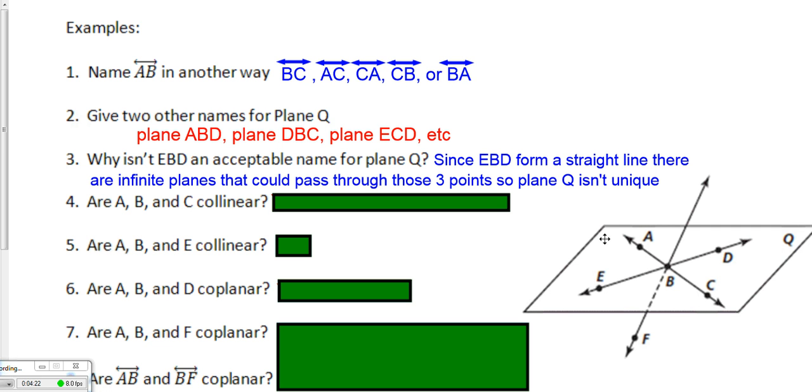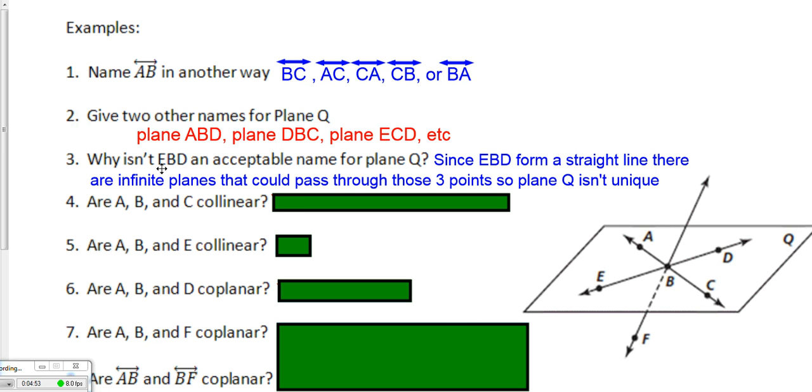Versus, let's look at plane ABD. If I put a marble here, here, and here, there would only be one flat surface that I could place on top of that, right? Because it's not going to move left or right. There are 3 points for it to stay on top of and lay flat on. So because they are not in a straight line, I can use those 3. So basically any of these 3 that are not in a straight line can be used to name plane Q.